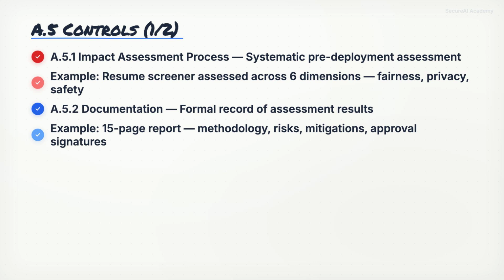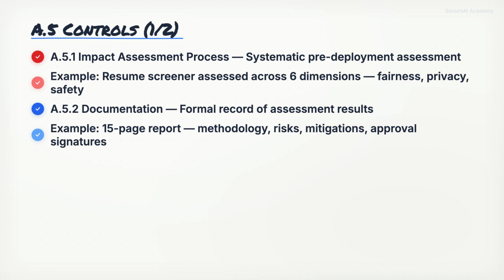Example: before deploying any AI system, a company runs a formal impact assessment using a standardized template. For their resume screening tool, they assess impacts across 6 dimensions: fairness and bias, privacy, transparency, safety, employment effects, and environmental impact from training compute. Each dimension gets a risk rating.